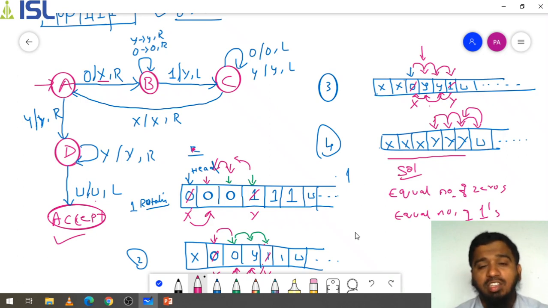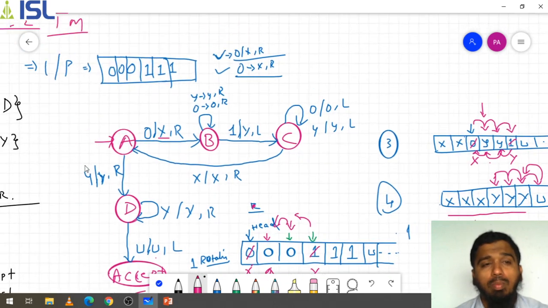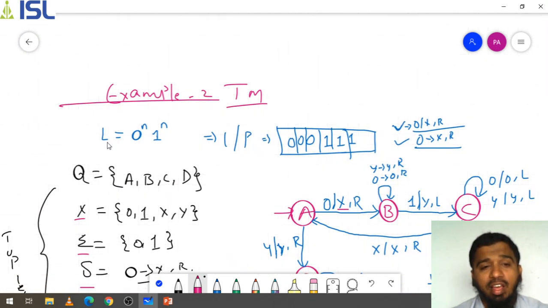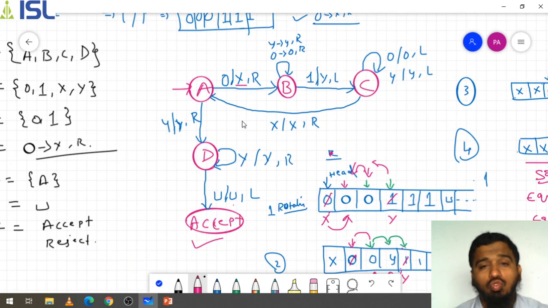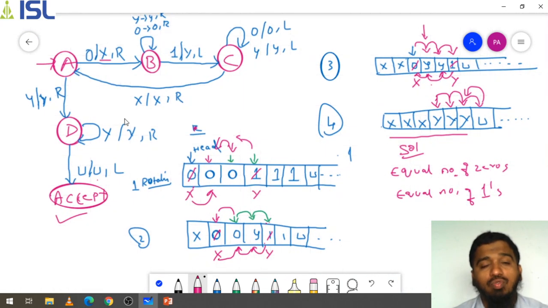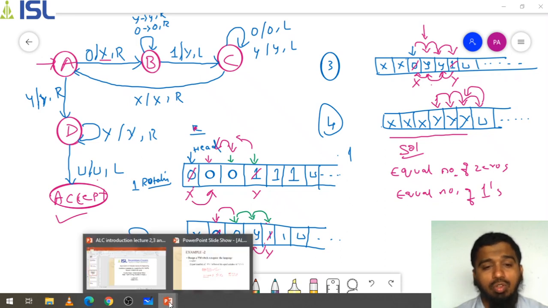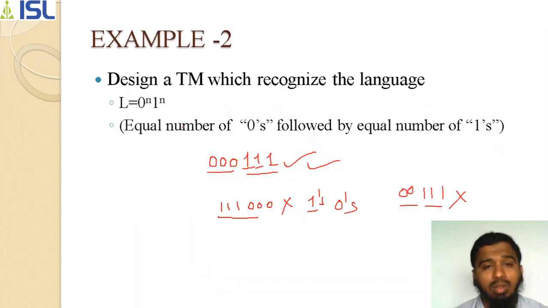So I hope you understand this. This problem is equal number of zeros and equal number of ones. We have taken the input string and solved the problem. First we draw the state diagram, then we solve it using the tape. Whatever operations are here, we perform them on the tape and solve here, okay. So this is the second example.